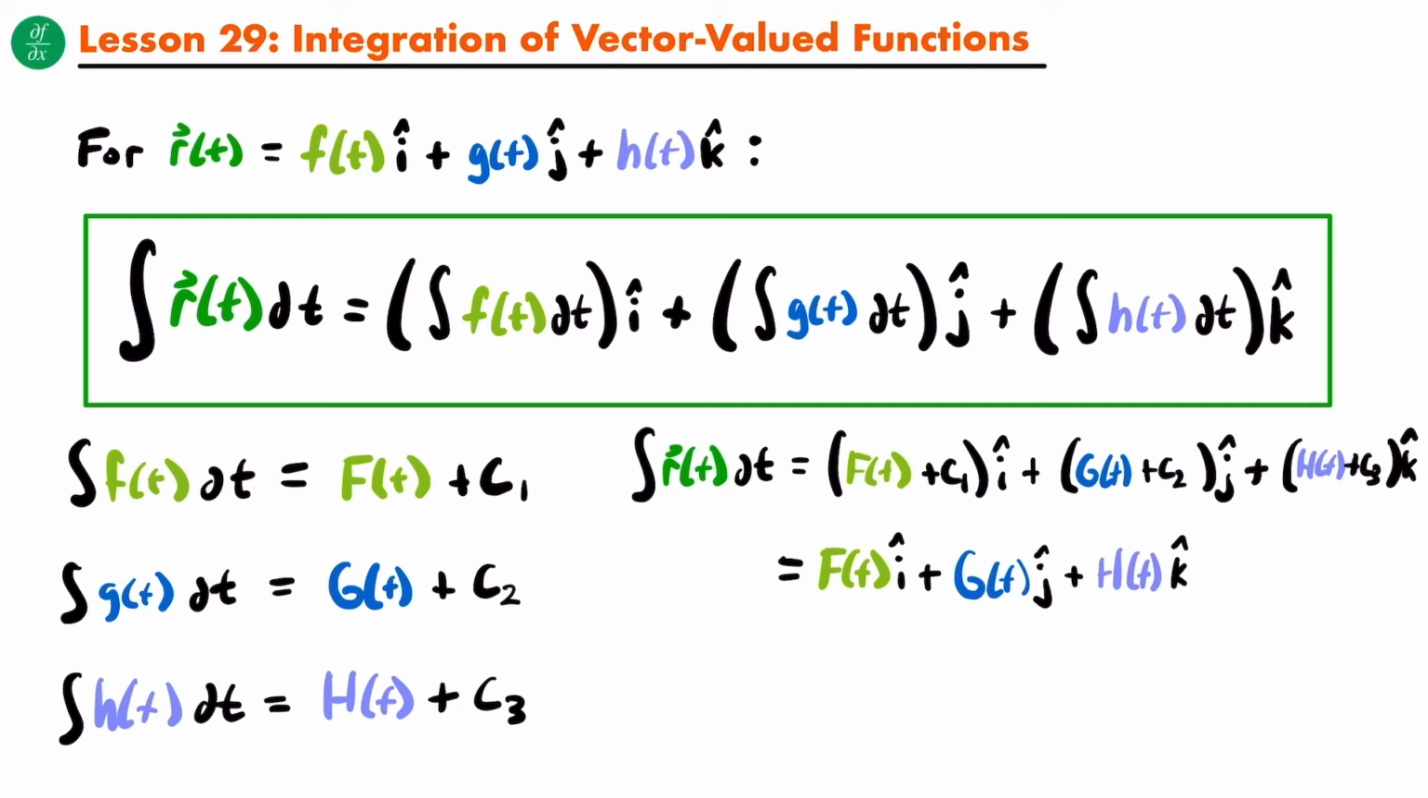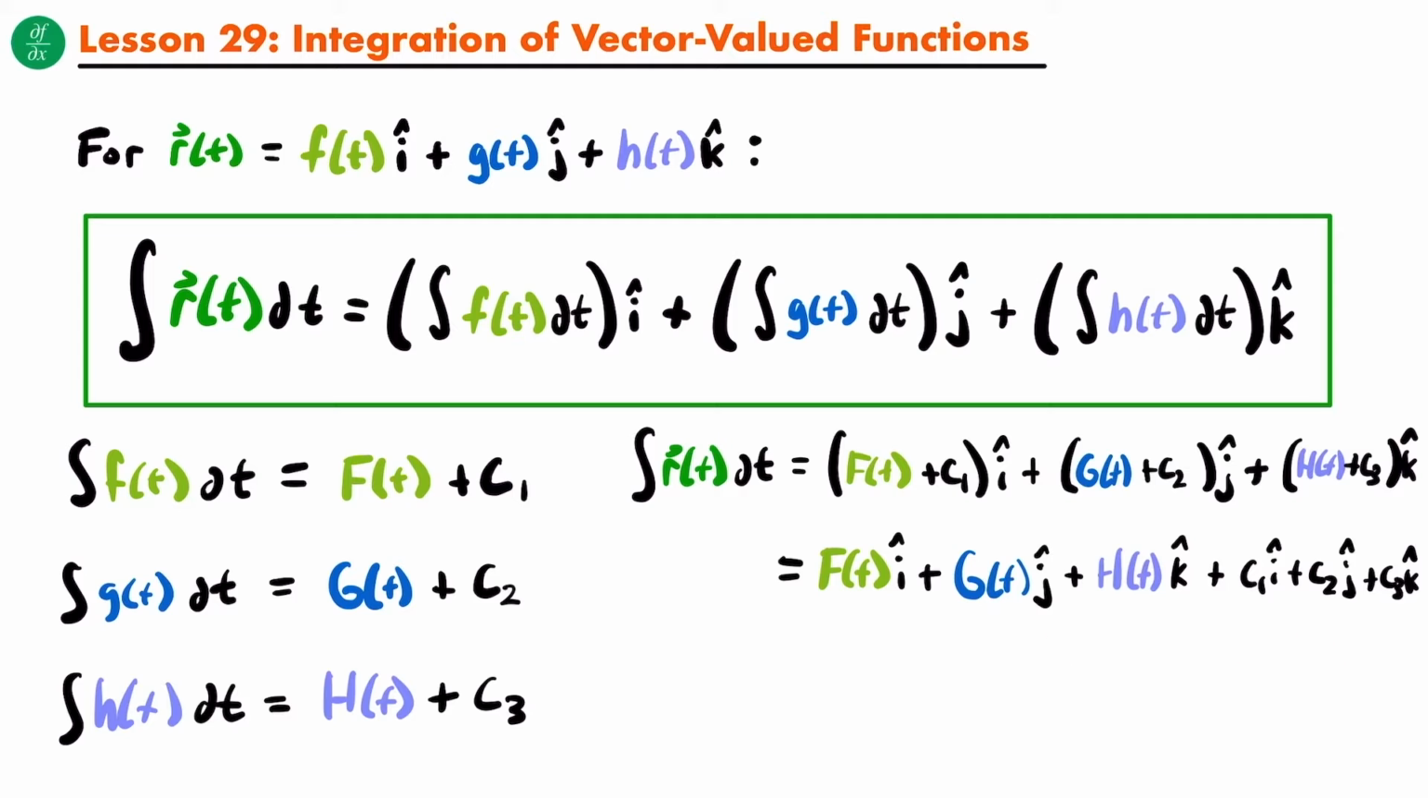But then we don't want to forget about those constants. We have 3 of them. We'll have c sub 1 times i, c sub 2 times j, and c sub 3 times k. Let's put all of those on the end here: c sub 1 times i plus c sub 2 times j plus c sub 3 times k.